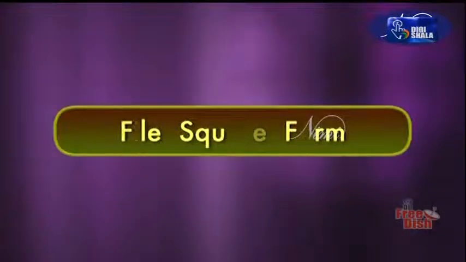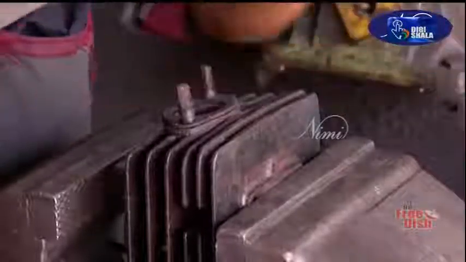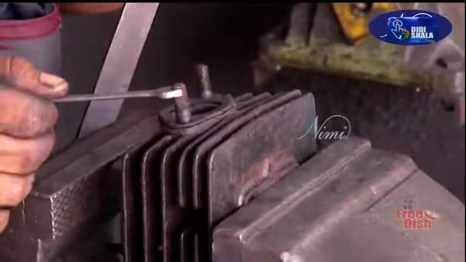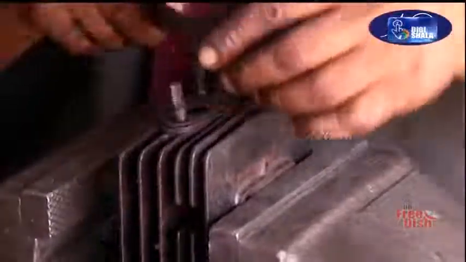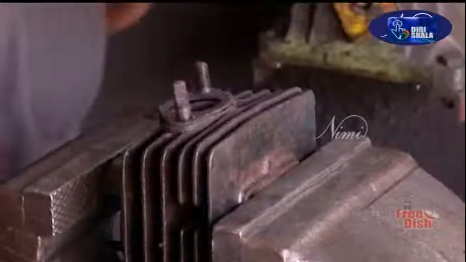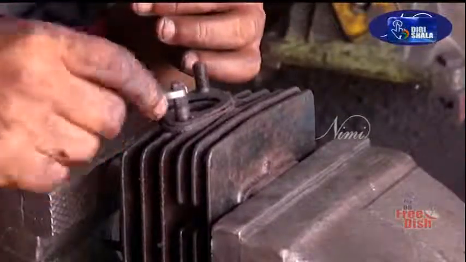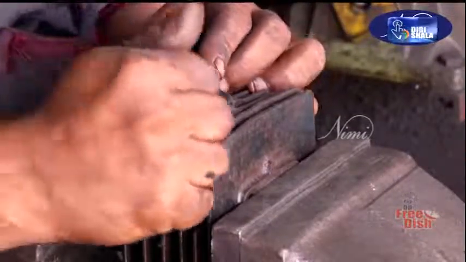File square form. When the stud is broken a little above the surface, form a square on the projecting portion by means of a flat file to suit a standard spanner. Then turn it anti-clockwise using a spanner to remove it.